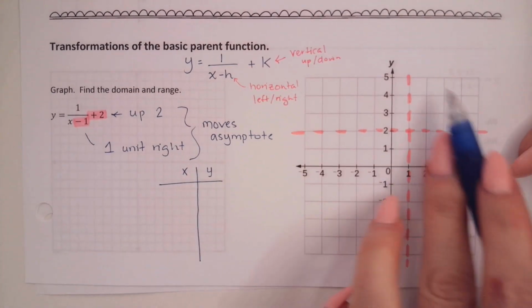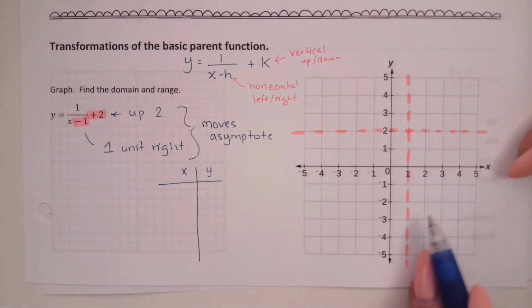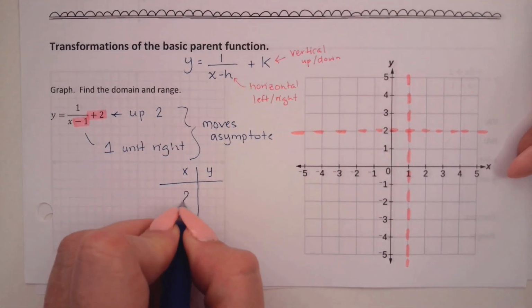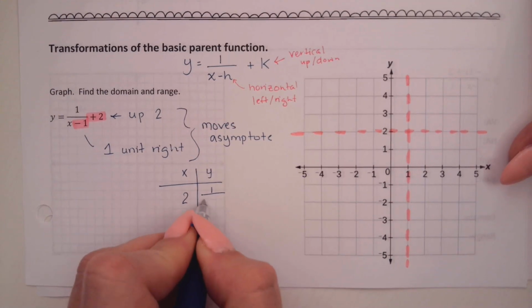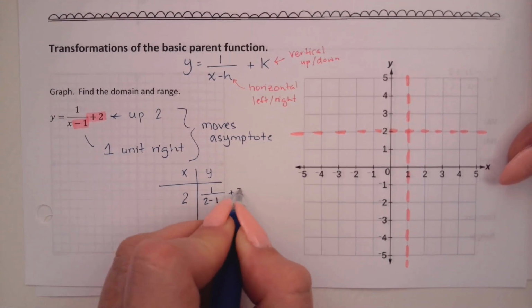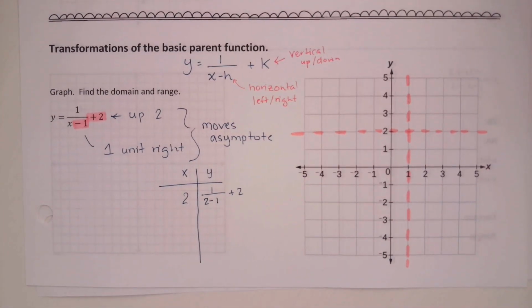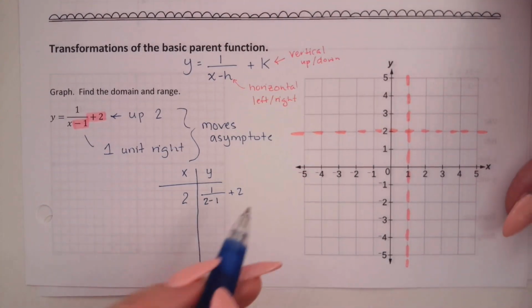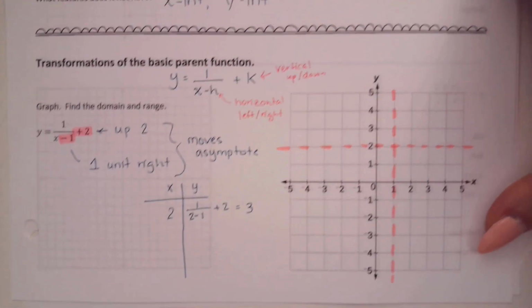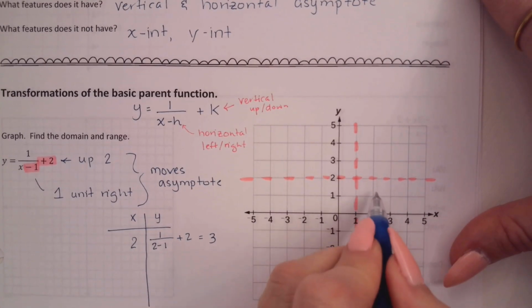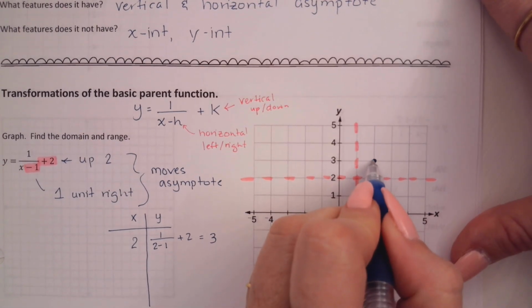On the right-hand side of +1, what x value would y'all like to plug in? 2 sounds great. Okay, so if I plug in 2 for x, I'm going to have 1 over 2 minus 1 plus 2. 2 minus 1 would be 1, so what's 1 over 1? And then if I add 2, I get 3. So I'm going to have a point at 2, 3. 1, 2, 1, 2, 3.